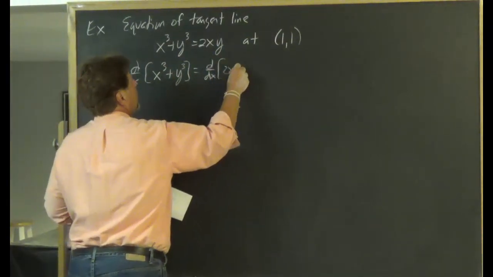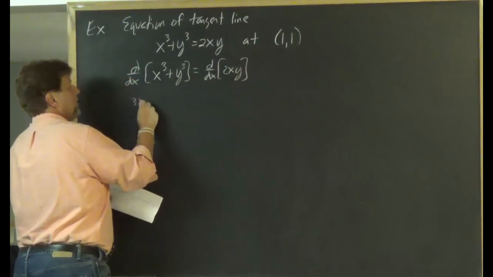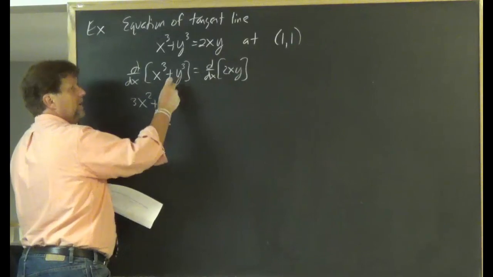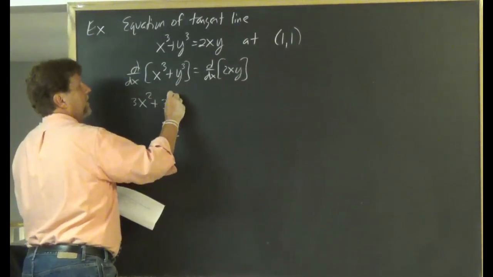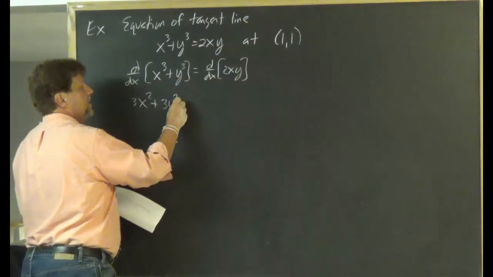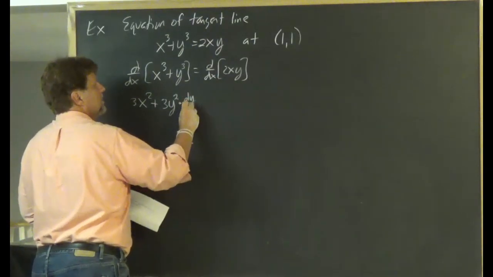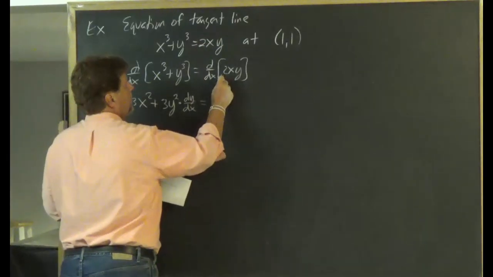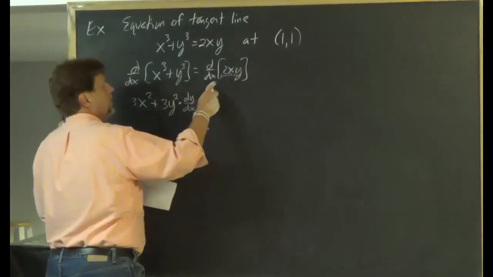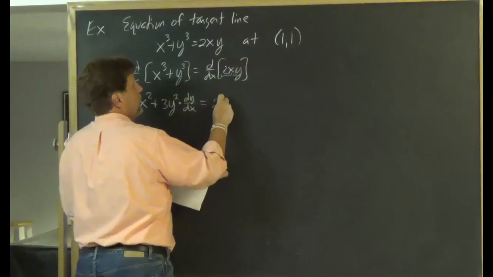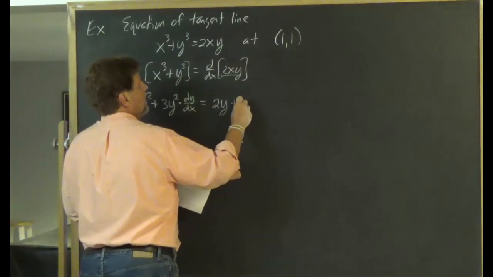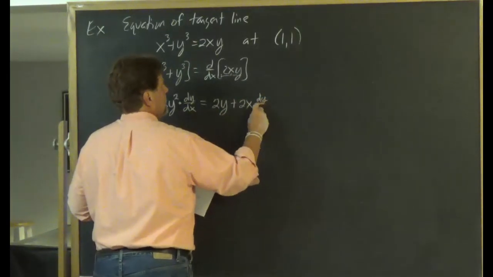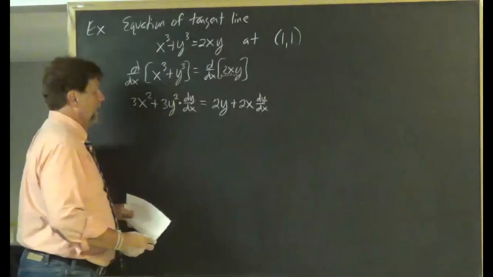And over here on the left side gives us 3x squared plus, again remember that's a function of x, so the derivative is 3 times that function of x squared, times the derivative of that function of x, which is dy/dx. Here on the right side, oh boy, we have the product rule. So the derivative of the first function is 2 times the second function, plus the first function times the derivative of the second function, just the dy/dx, that's not bad.